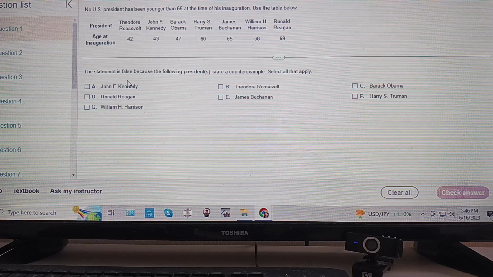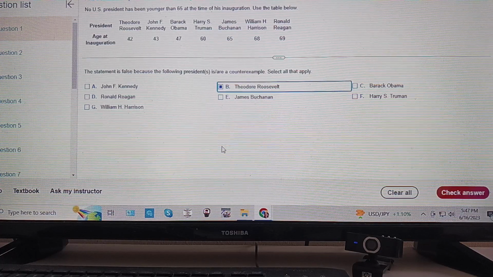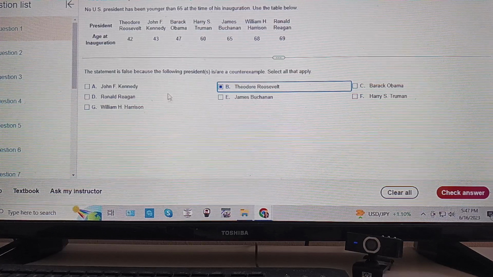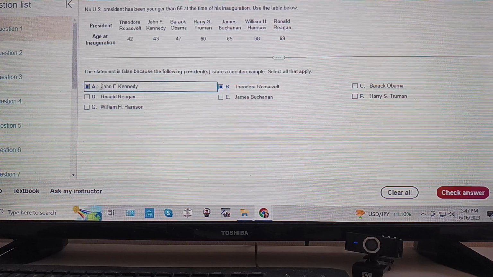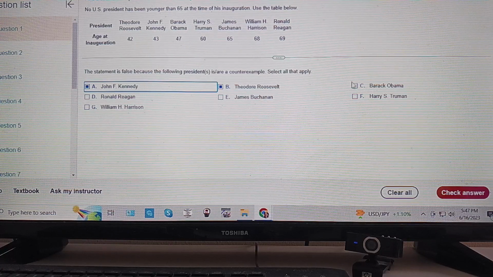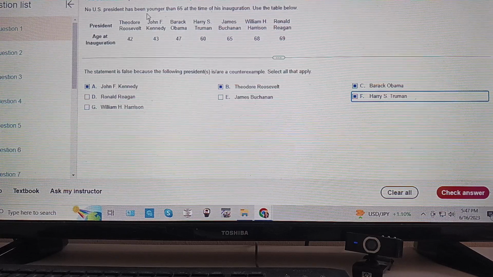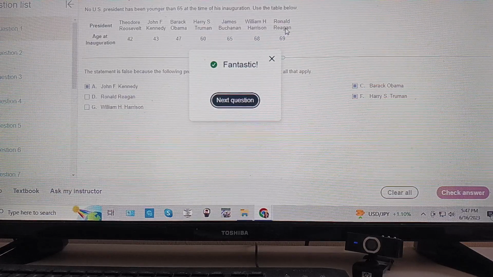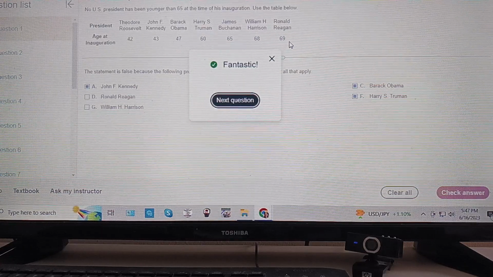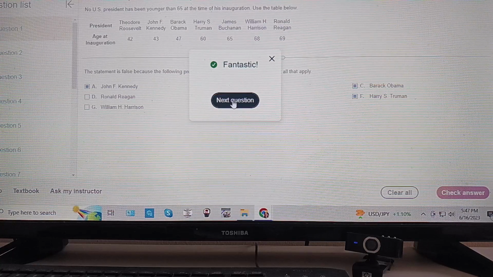You only have to come up with one example, but here it does say select all that apply. Normally you just have to come up with one example. You could say Teddy Roosevelt was only 42 when he was president. And normally that would be enough to show that it's not a true statement, but they just want me to check all. John F. Kennedy was 43 when he became president. Barack Obama was 47, and Harry Truman was 60. But there were 3 presidents that were not younger than 65, so those 3 would not have worked. But see, that's why you can't just look at one and say, oh, Ronald Reagan was 69, that means it's true. No, it takes more than one to show that it's true.